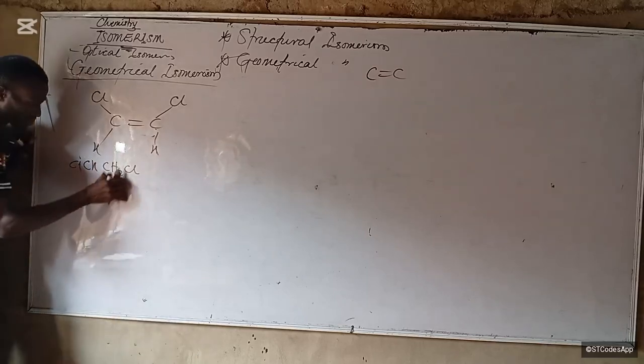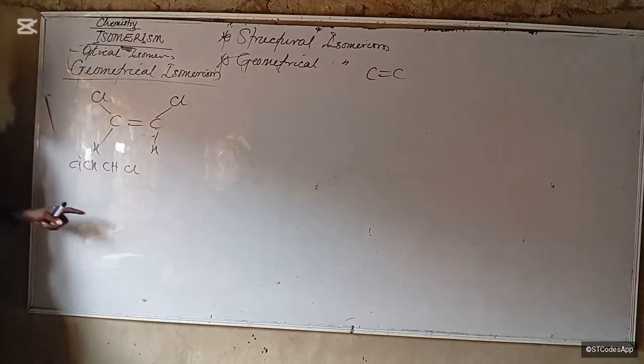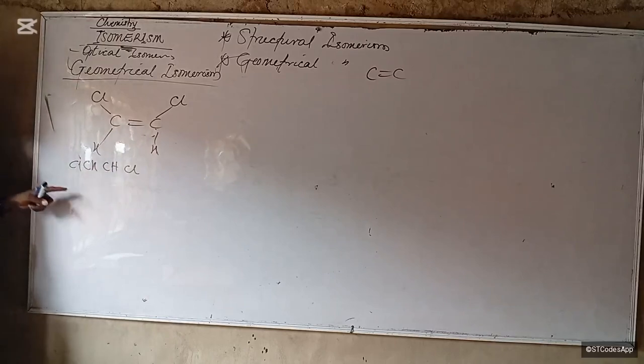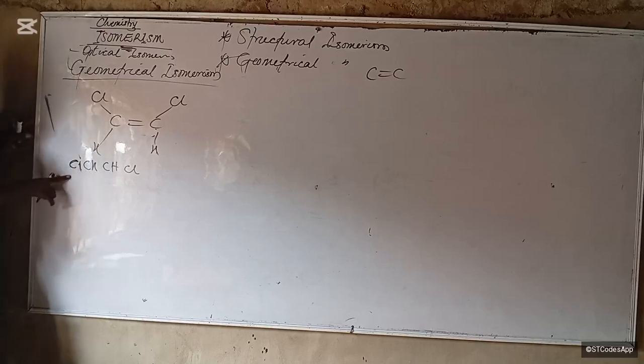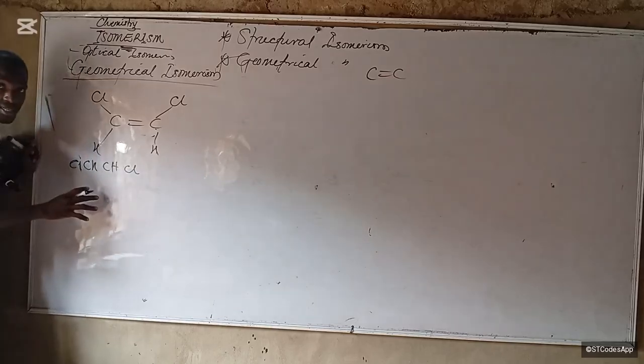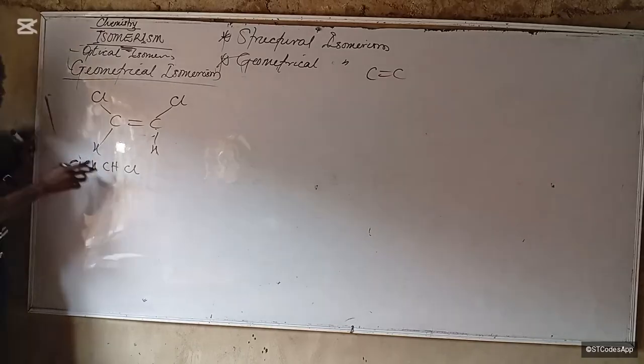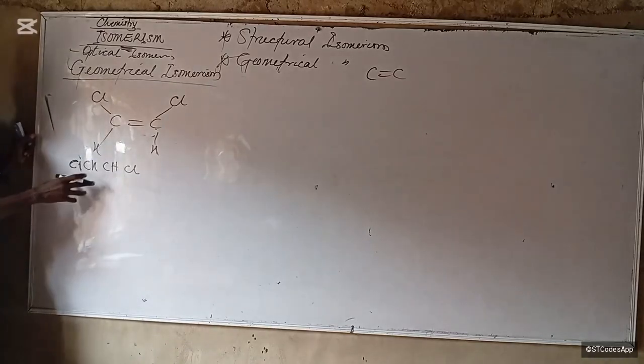CHCl now. Do you get it? That one I wrote was ethane, chloroethane, dichloroethane, 1,2-dichloroethane. So this is CHCl. Does this make sense? Is it clear?